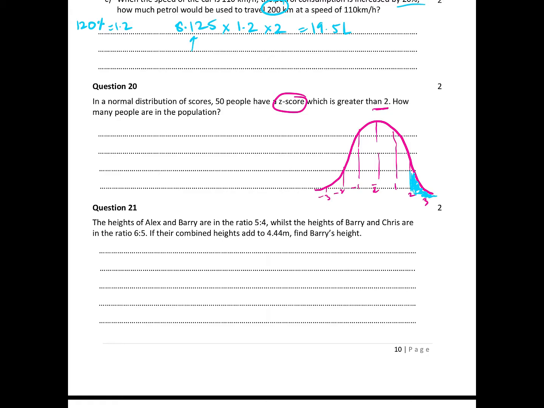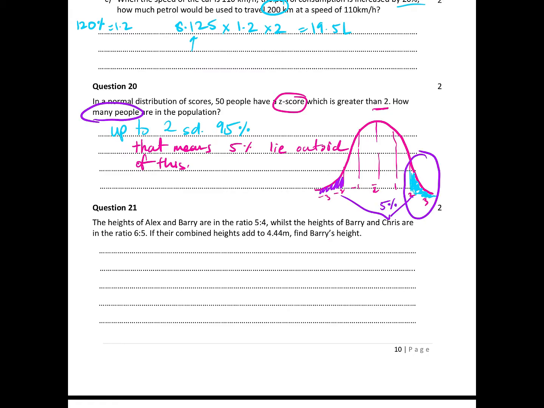Now I know up to 2 standard deviations, it makes up 95% of the scores. So that means 5% of the scores lie outside of that. Outside of this, so that purple and blue section makes up 5%. By the way, you don't have to provide this explanation obviously in the exam. I'm just explaining it to you. So how about I rub this off just so you don't get confused.